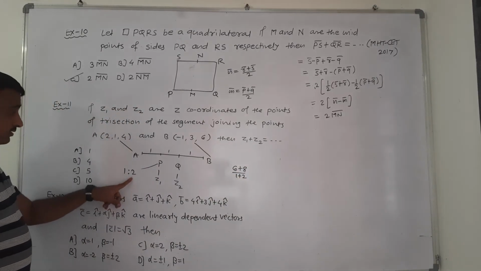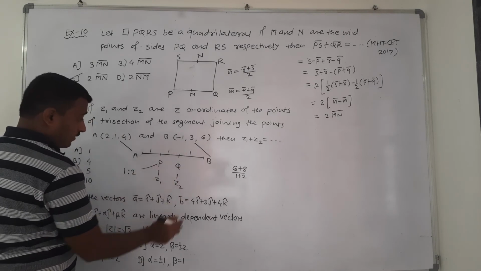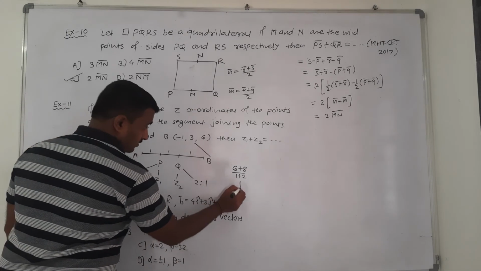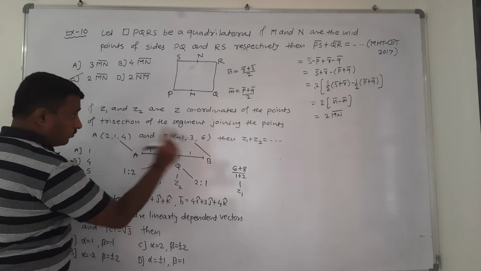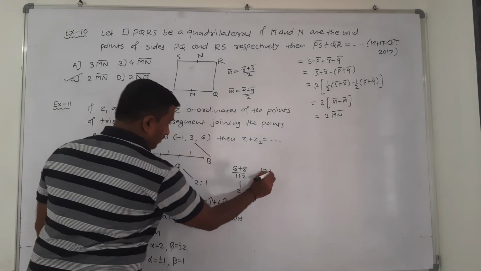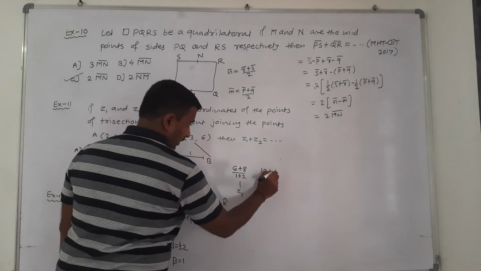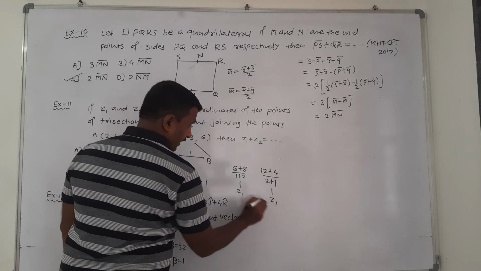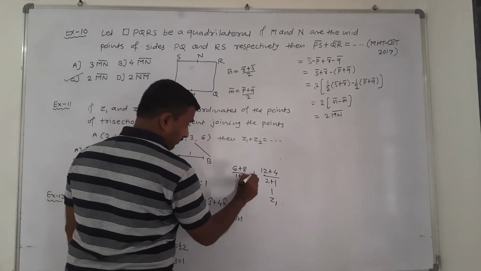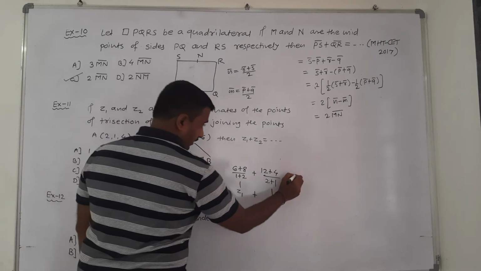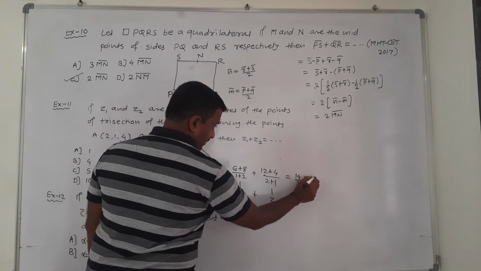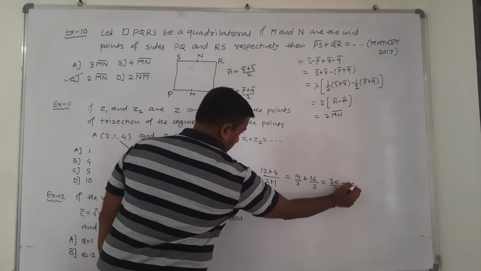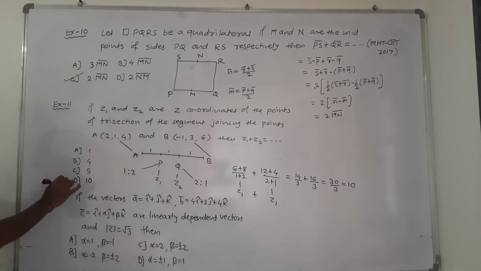This is Z1. Now for Z2, it is 2 as 1. So Z2 is 2 into 6, 12, plus 1 into 4, upon, again the same, 2 plus 1. This is Z2. Now Z1 plus Z2, we want the sum: 8 plus 6 is 14 by 3, 12 plus 4 is 16 by 3 again. That is 30 by 3, it is just 10. It is just 10, D option.